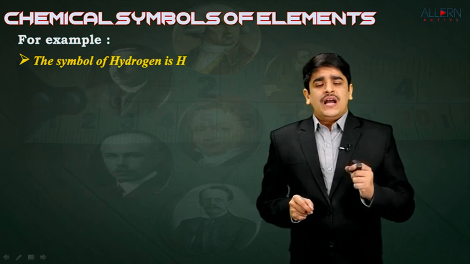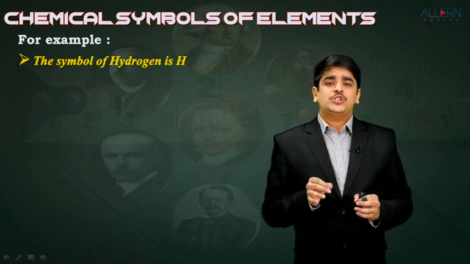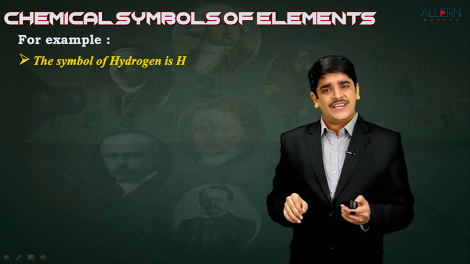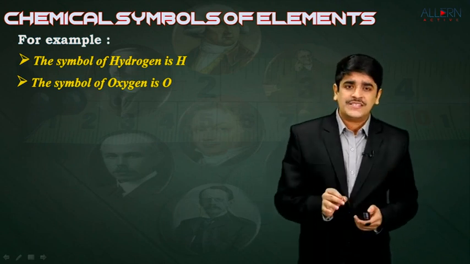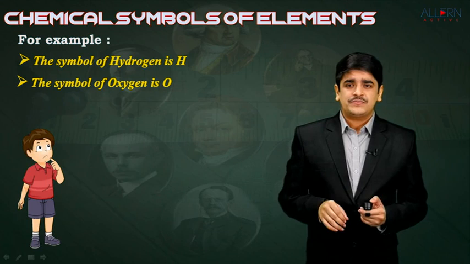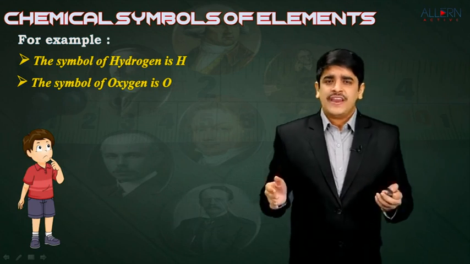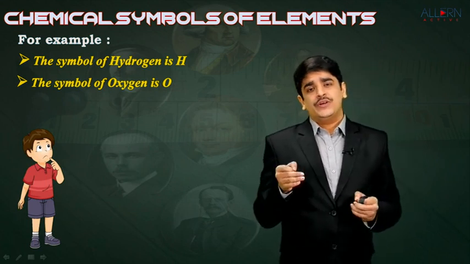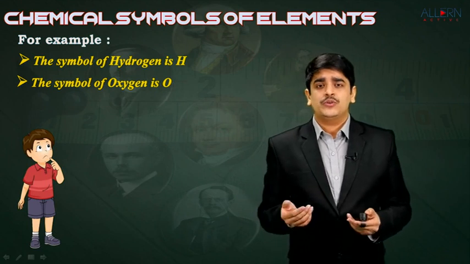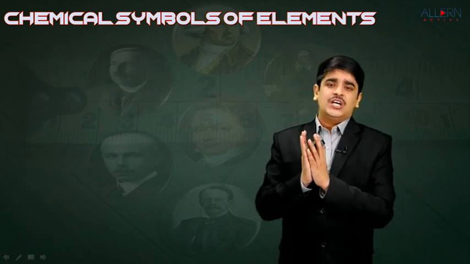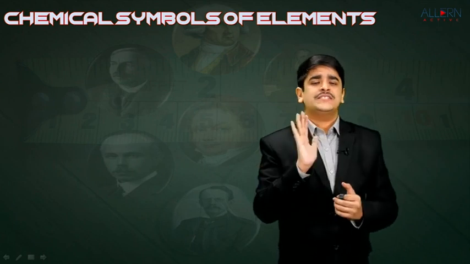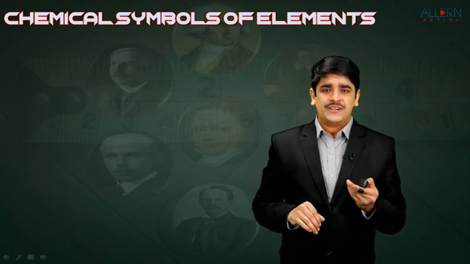Hydrogen has a symbol of H, first letter placed in capital. Oxygen has a symbol of O, first letter placed in capital. But now the problem is there are various elements which are going to start with H, and various elements which are going to start with O. So in this particular case, rather than taking just the first letter, you take the first and another letter which is present in that particular spelling.